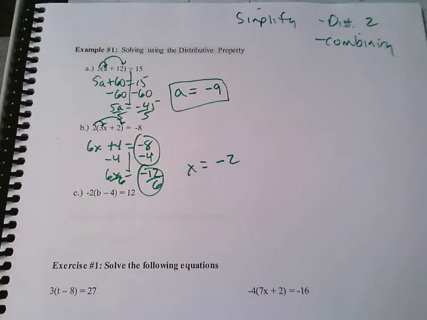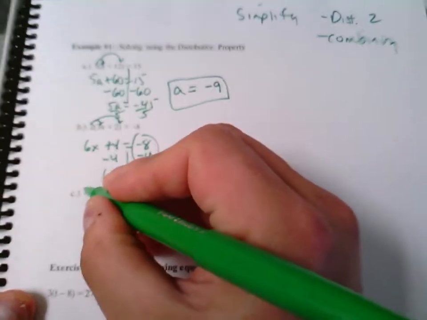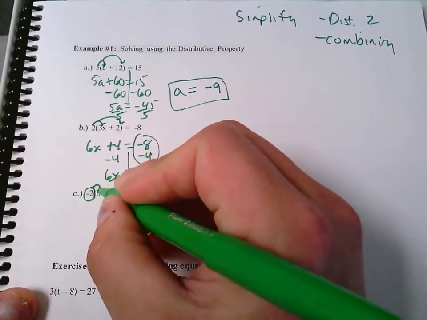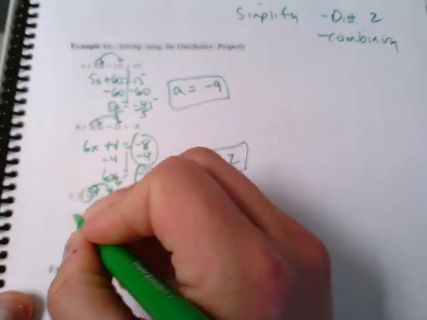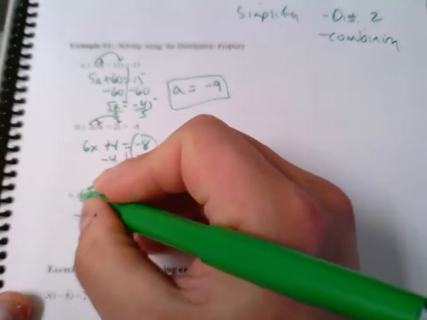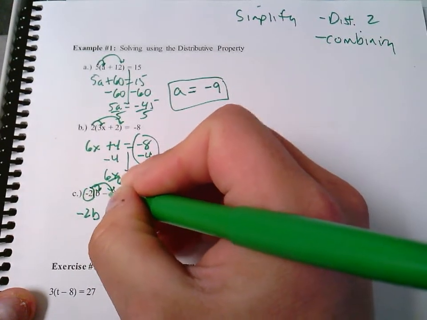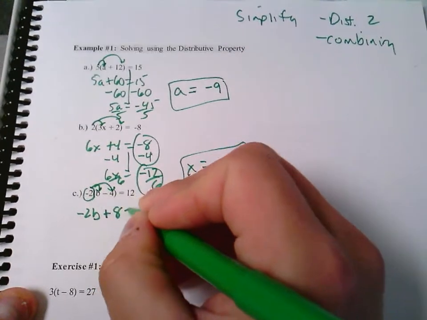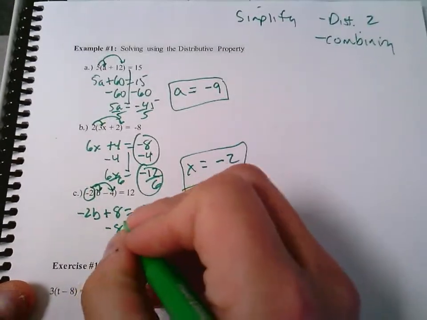Okay, then the third one, and this one I put a negative out front because we have to remember what happens when we distribute a negative. So I take a negative 2 times b would be negative 2b. And I take a negative 2 times a negative 4. Remember, this minus means it's a negative 4. Becomes a plus 8 equals 12. Okay, so we subtract 8 from both sides.